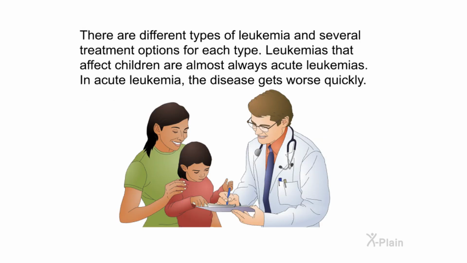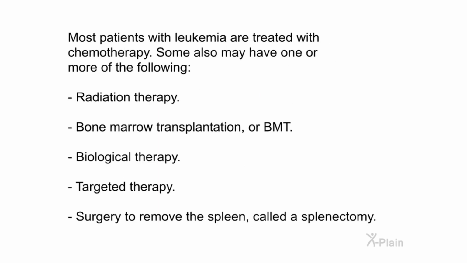There are different types of leukemia and several treatment options for each type. Leukemias that affect children are almost always acute leukemias. In acute leukemia, the disease gets worse quickly. Most patients with leukemia are treated with chemotherapy. Some also may have one or more of the following: radiation therapy, bone marrow transplantation or BMT, biological therapy, targeted therapy, surgery to remove the spleen called a splenectomy.